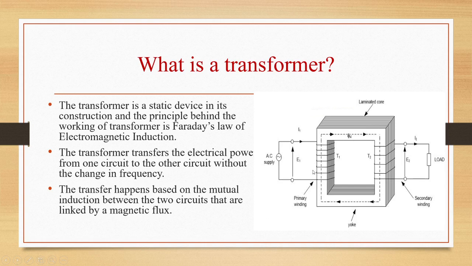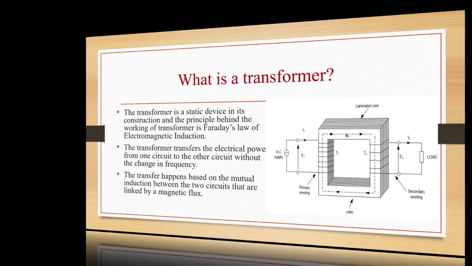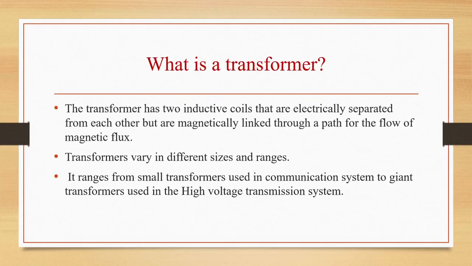So what we are telling, it is a static device. There are no rotating parts in a transformer. It is a static device, and it will transfer electrical power from one circuit to another circuit without changing the frequency. So transformer is having two inductive coils which are electrically separated from each other but magnetically linked through a path of low reluctance. Transformers will vary in sizes and ranges.